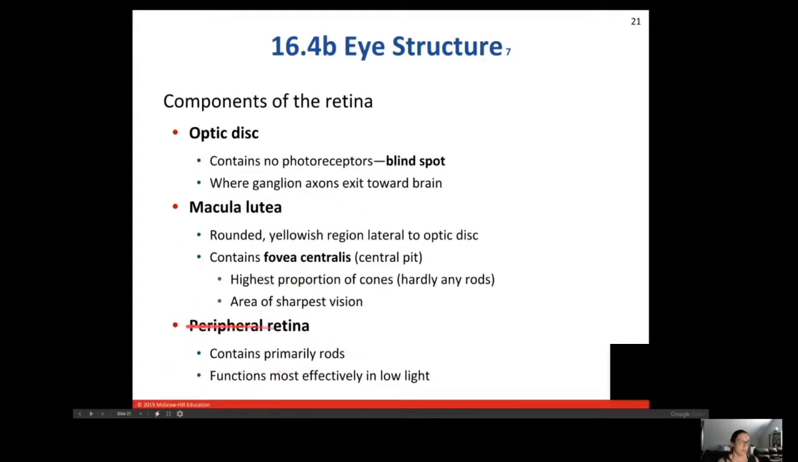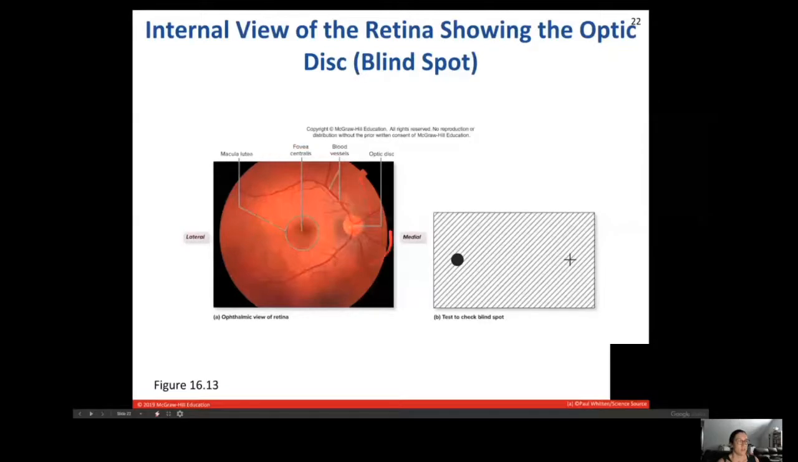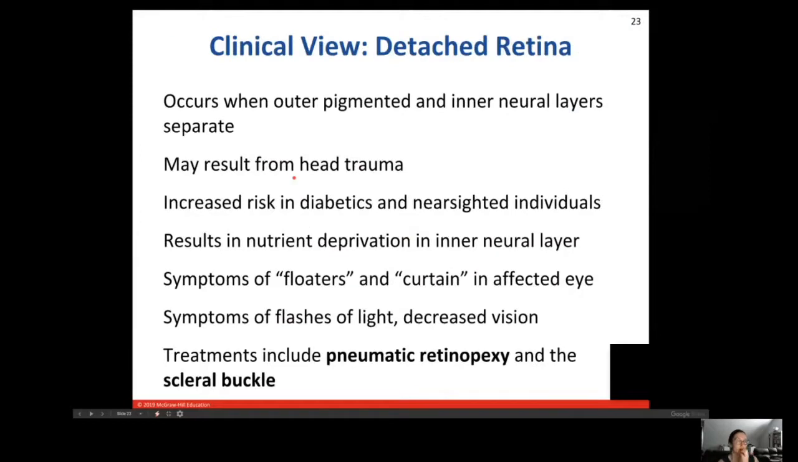The peripheral retina, so everything on the outside, is going to be mostly rods. We have some rods in the fovea too, but we have most of our cones here. So the periphery, or the outside part of the retina, is going to have mostly rods.